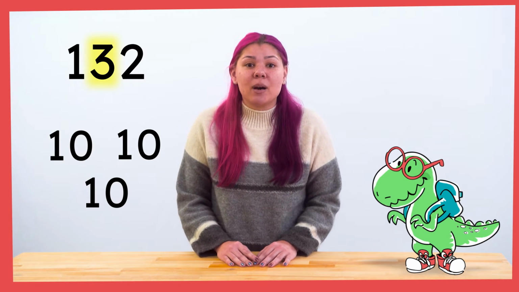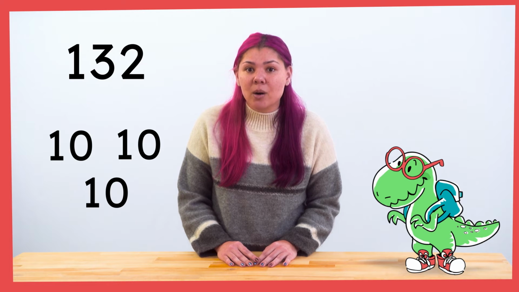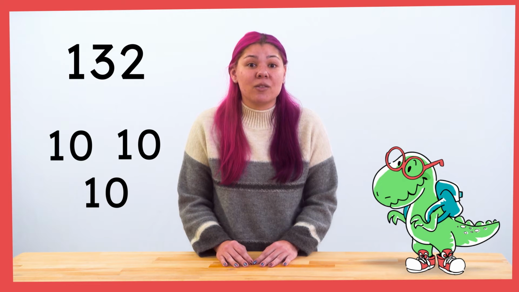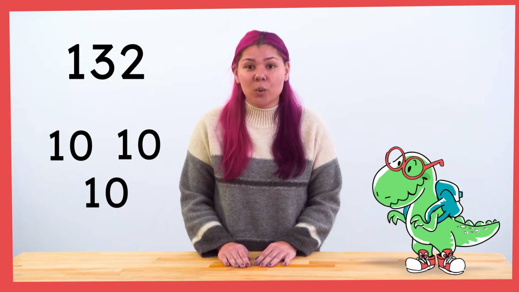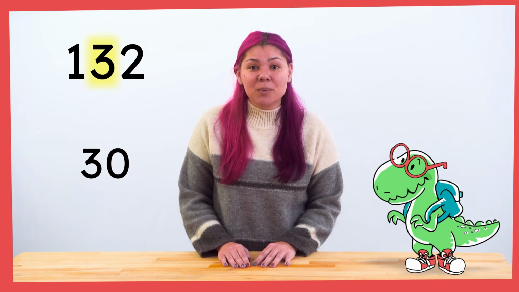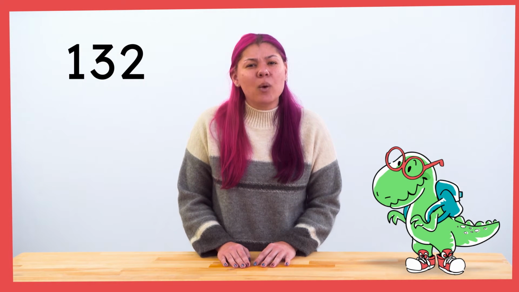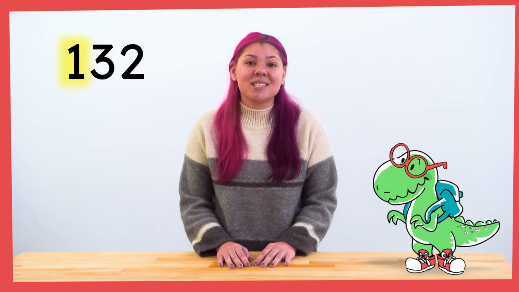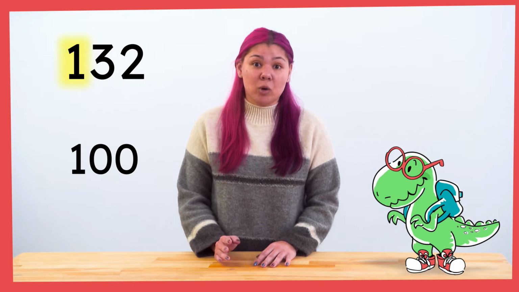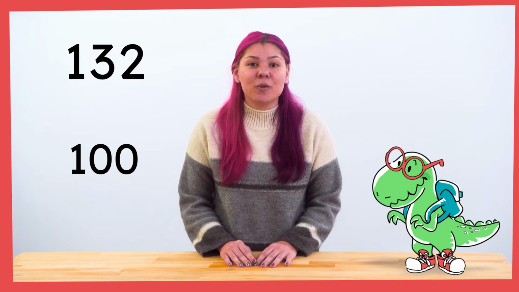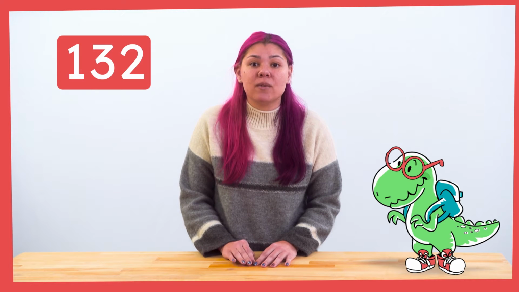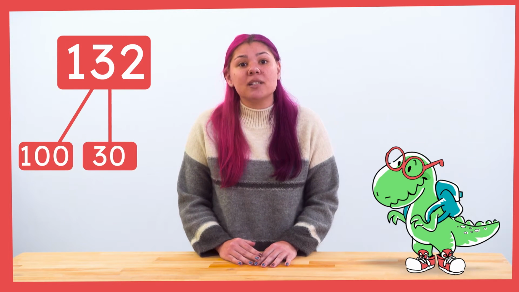The 3 is in the tens place, meaning we have 3 tens. If we count by tens 3 times, what number would we end at? We have 3 tens, so we can count by tens 3 times, 10, 20, 30. So the 3 in the tens place represents 30. How about the 1 in the hundreds place? The 1 in the hundreds place tells us we have 100. When we write numbers in expanded form, we use their actual value to represent the number. In 132, we would write it as 100 plus 30 plus 2.